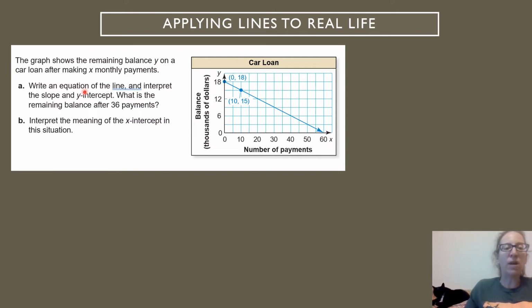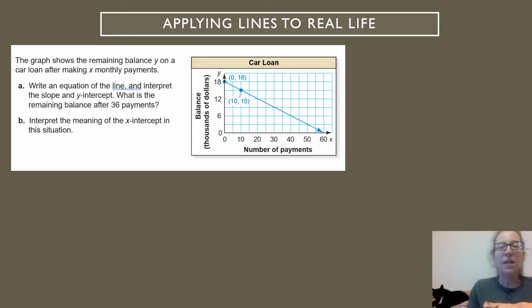As time goes on, you make more payments and the balance, the amount left on your loan, goes down. We are asked to write an equation of the line, interpret the slope and the y-intercept, and find the remaining balance after 36 payments. The second question is to interpret the meaning of the x-intercept. This is why you need that foundational skill, probably with a generic problem, before you start jumping into the application problems.